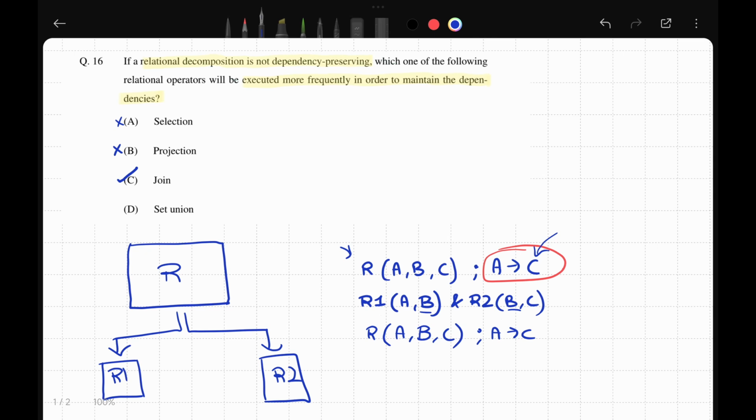Let's also look at D. D says set union. Set union basically is used to combine rows from two sets. It's completely unrelated, so it is not the answer as well, and hence the answer to question 16 is C, join.